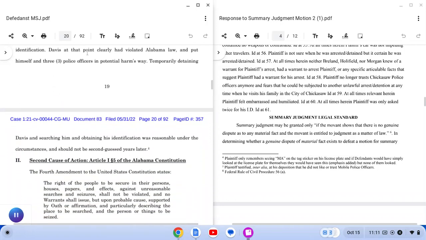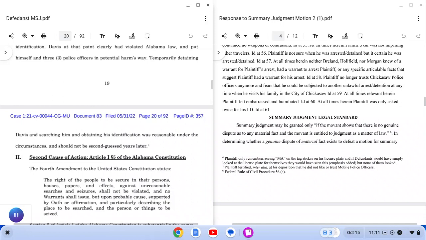At that point, Davis clearly had violated Alabama law and put him and three other police officers in potential harm's way. Temporarily detaining Davis and searching him and obtaining his identification was reasonable under the circumstances. This is how you have to argue your case, y'all. Even though they lying, but this is how you have to argue your case. And should not be second guessed years later. So that's the first one. That's the first argument for their cause of action.